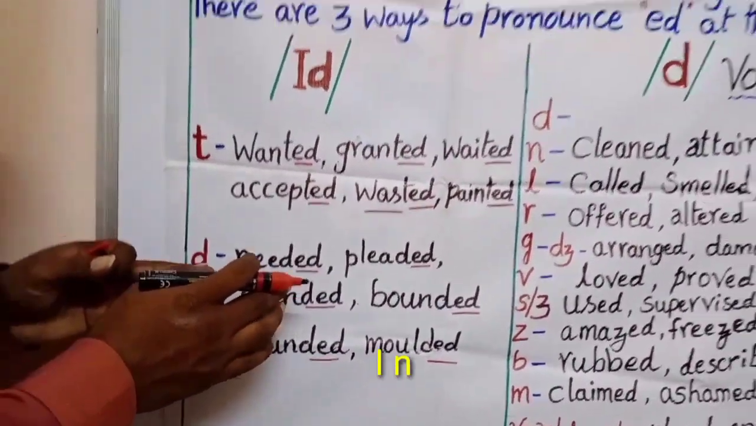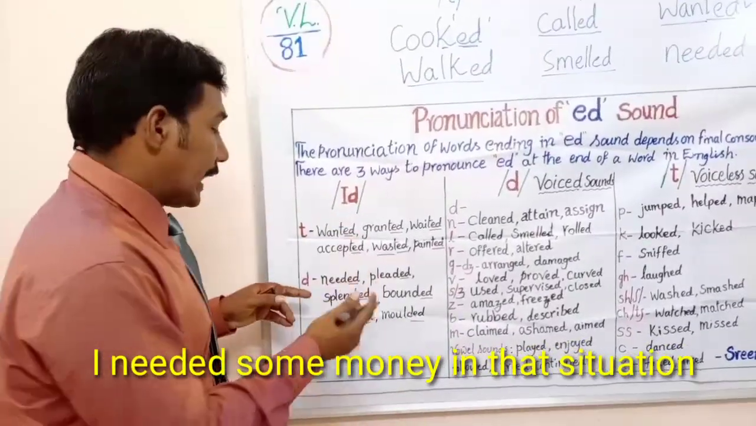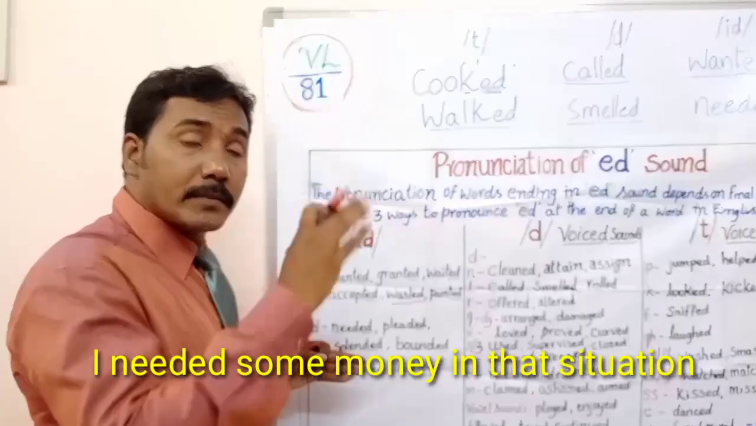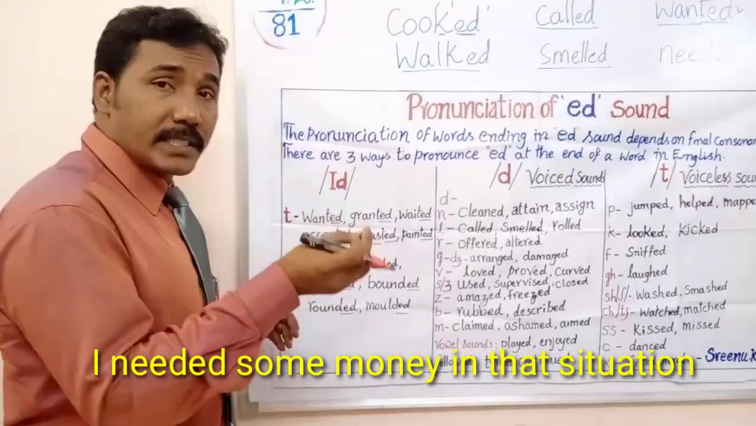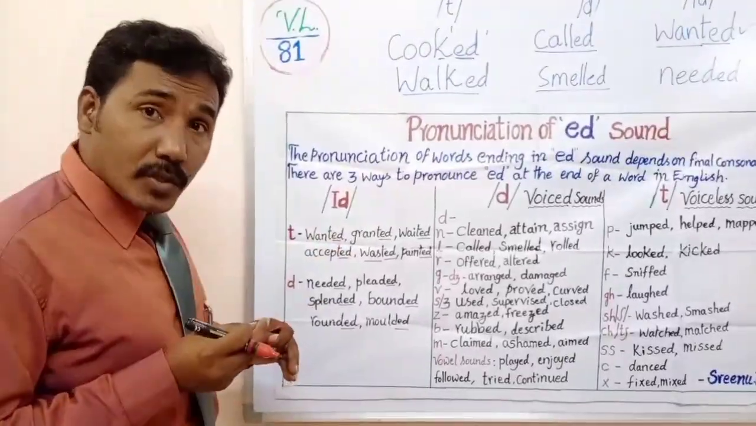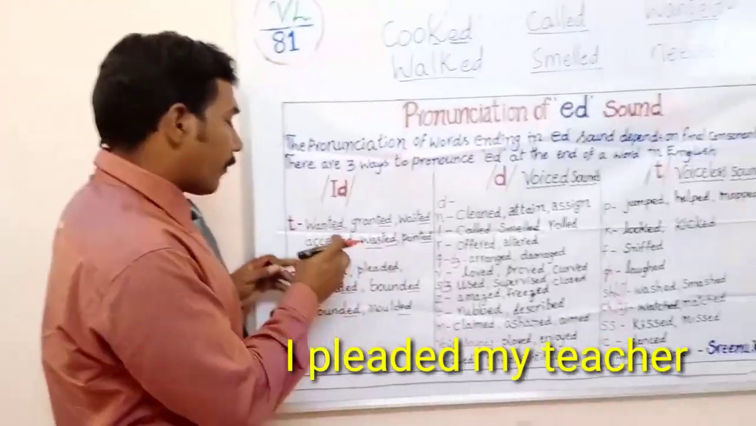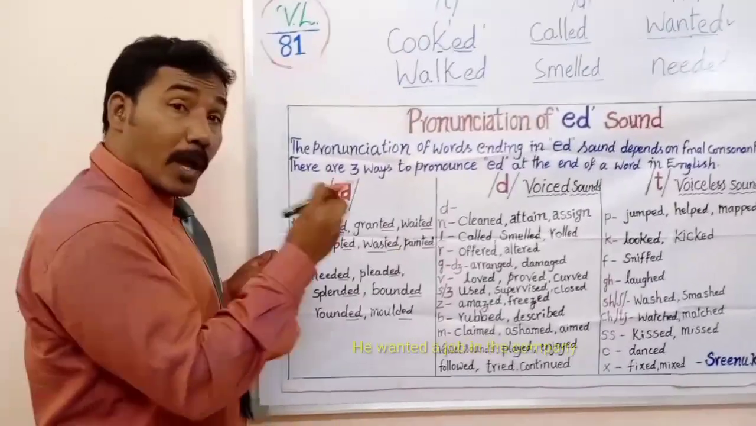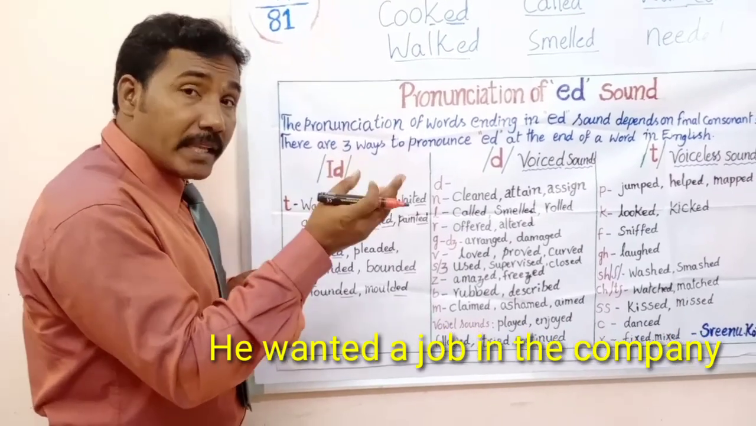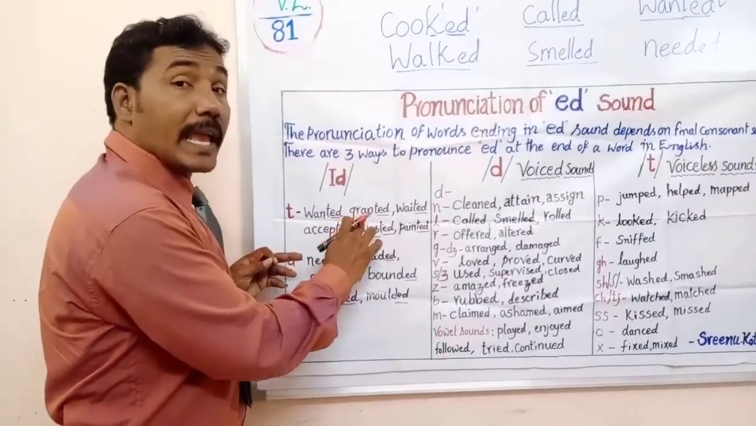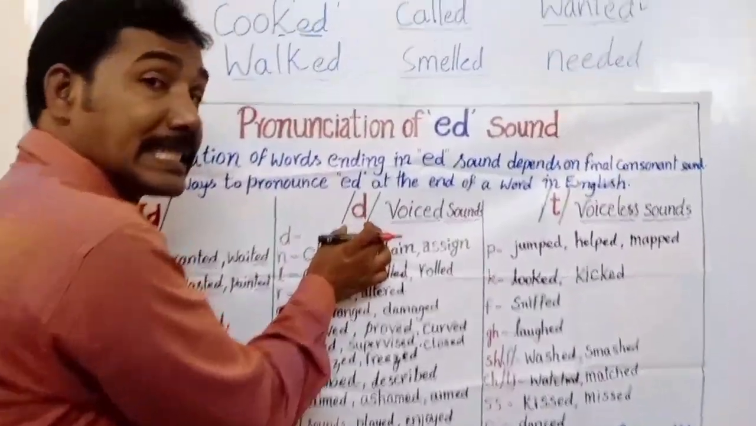So friends, here, needed. Example: I needed some money in that situation. I needed, not needed. For example, pleaded: I pleaded with my lecturer. I pleaded with my teacher. And here, wanted: He wanted a job in that company. She wanted some money. So wanted, granted. So that is the id sound, friends. Next we move on to the d sound.